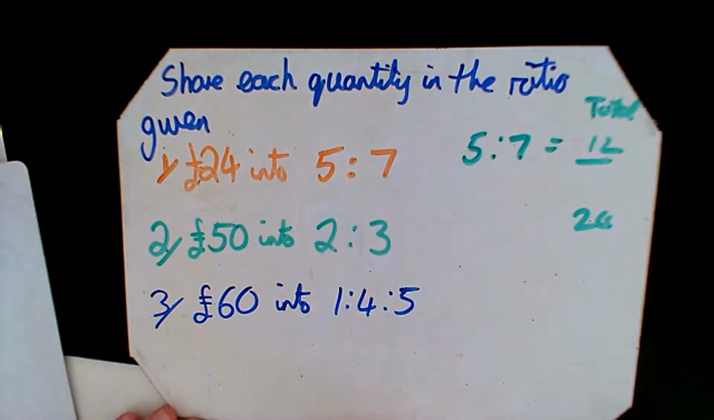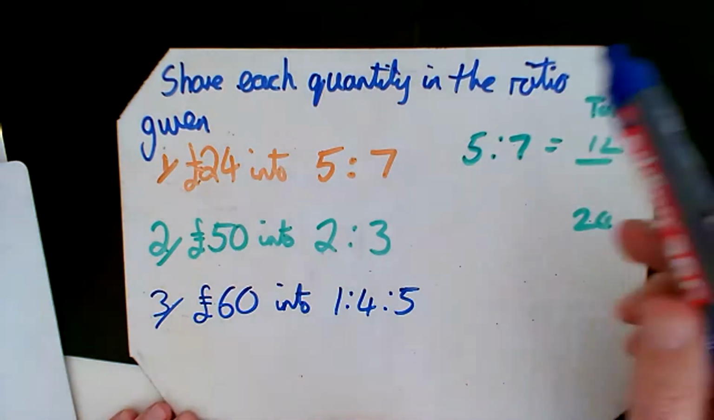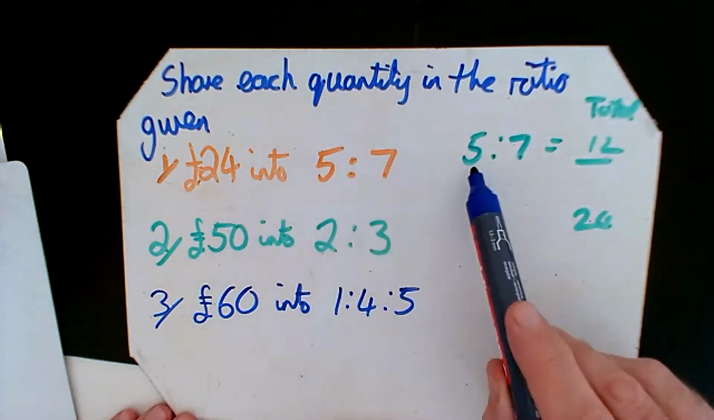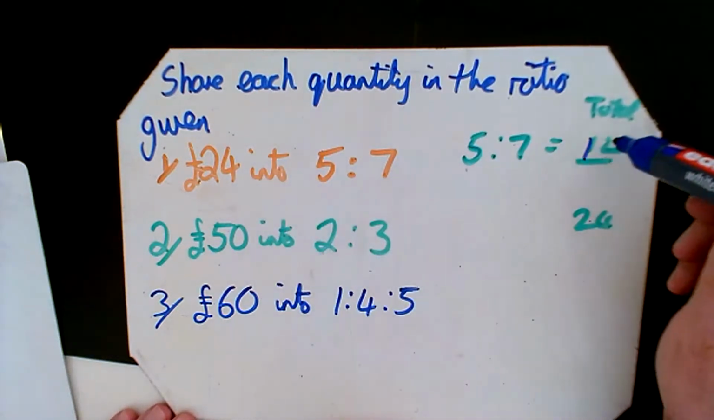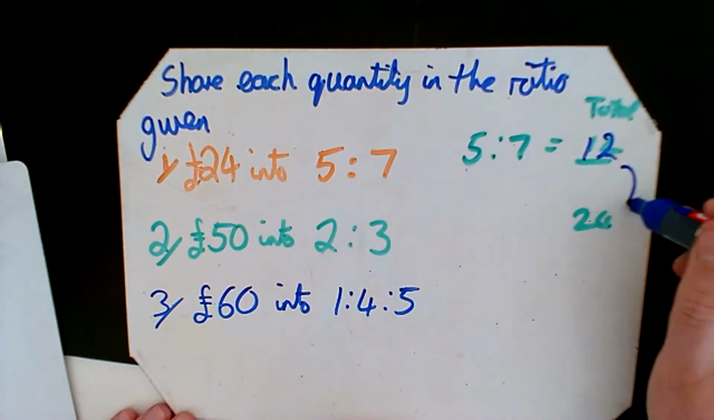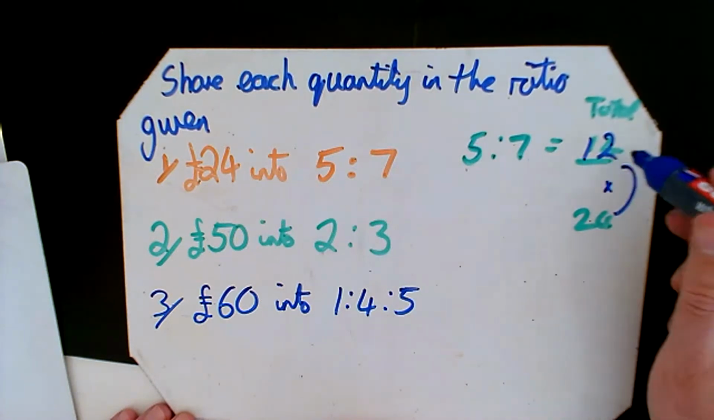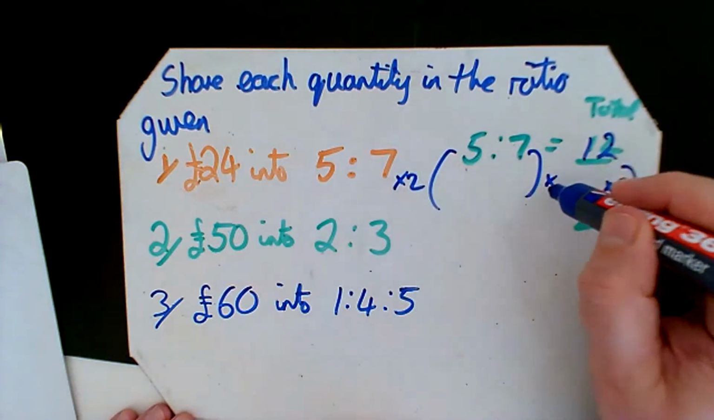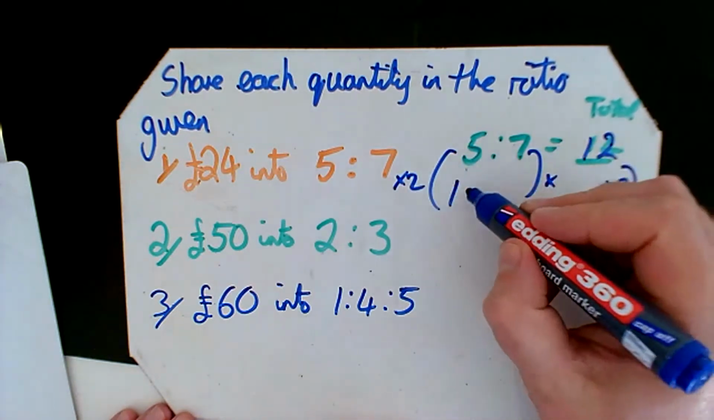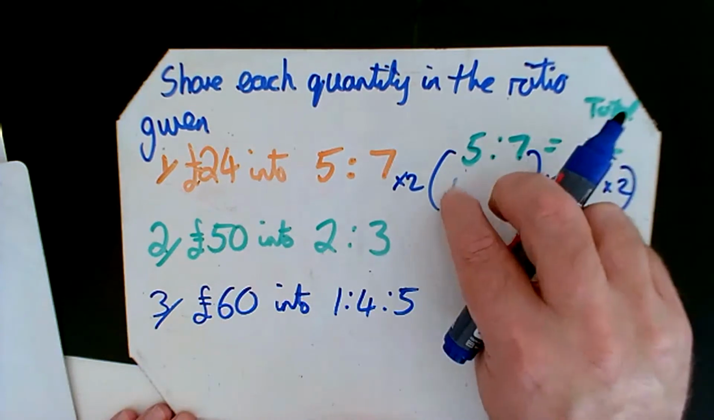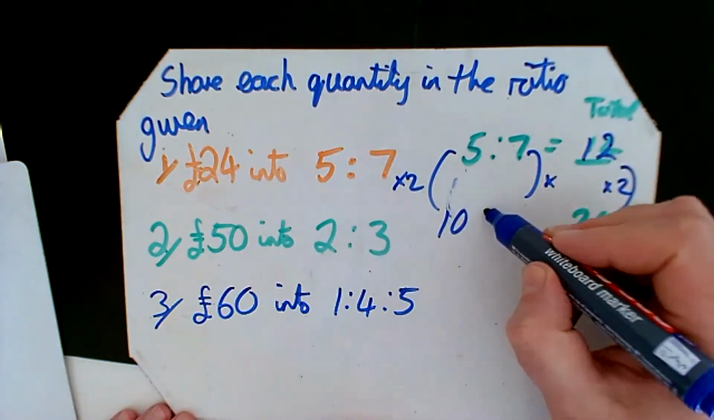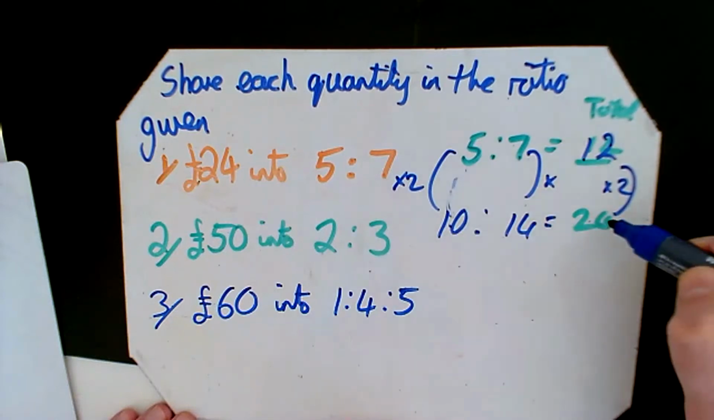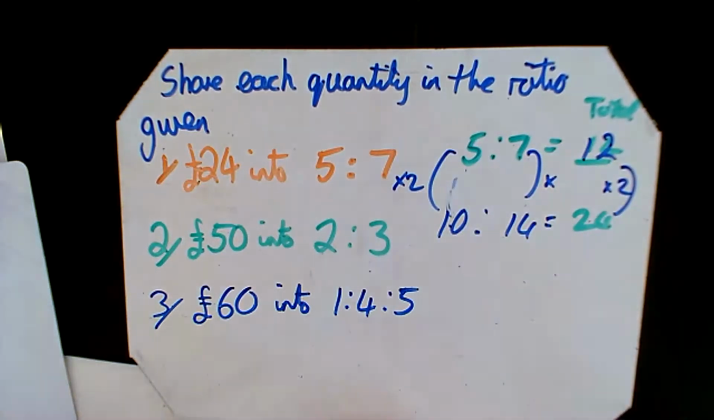So let's have a quick look. £24 shared in the ratio of 5 to 7. You put your 5 and 7, you add it up to make 12, and you're sharing out 24. How am I getting from 12 to 24? Timesing by 2. Now it's really important we show all these workings. So we get 10, 7 times 2 is 14, and 10 plus 14 is 24. It all works out, doesn't it?